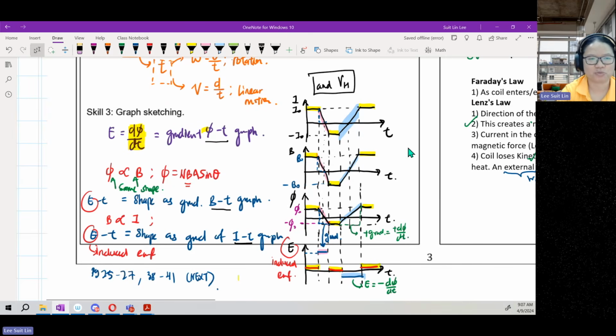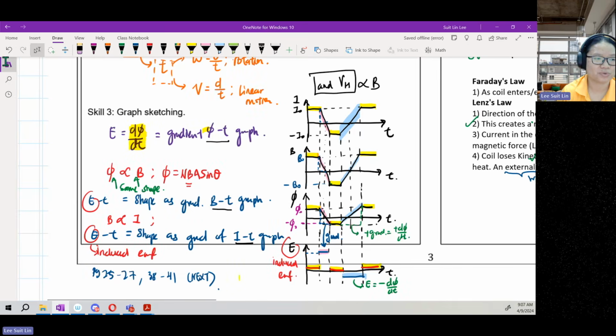VH is also proportional to it, so VH will also have the same graph. So all these graphs will be the same. Only induced EMF is the one that you draw the staircase graph, because you are looking at the gradient of the line. So induced EMF has the same shape as the gradient of the IT graph or BT graph or flux T graph.